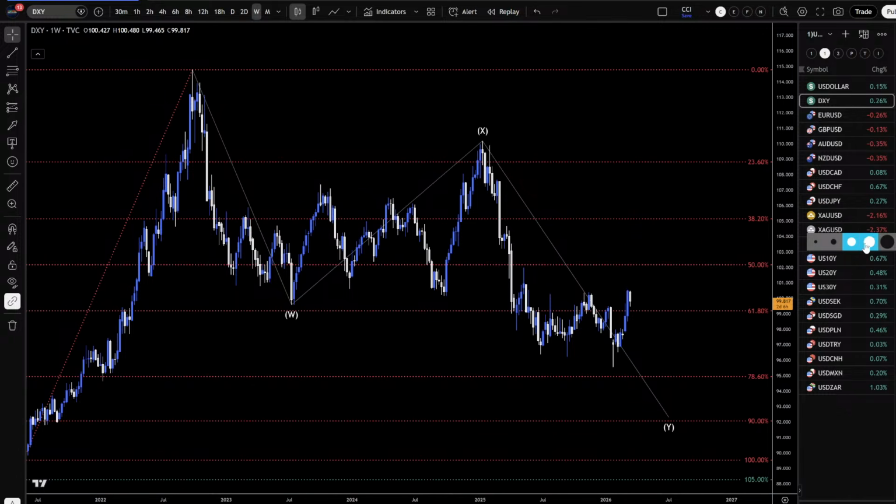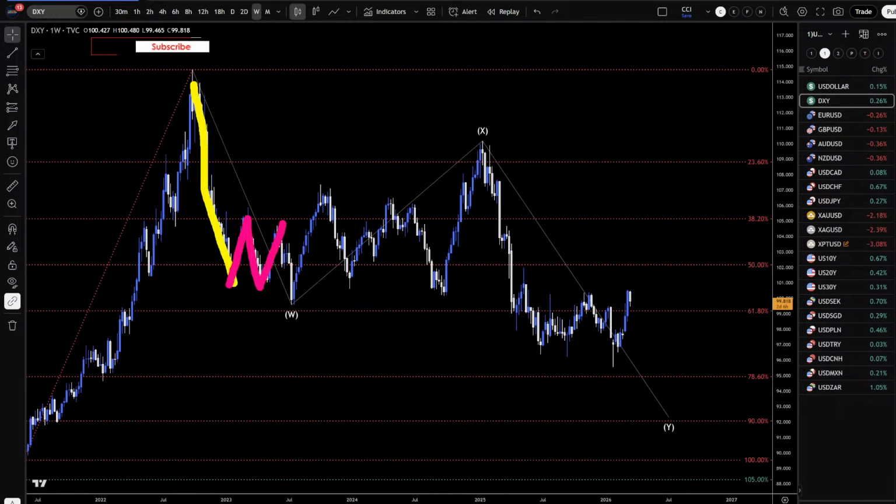I like to change colors here and make it really big just because I think if I do that, it really sticks out like a sore thumb. So the impulsive moves are yellow. First of all, we have an impulsive move down, and then I'll make the corrective moves red or pink. I'm a little colorblind, so don't mind that.